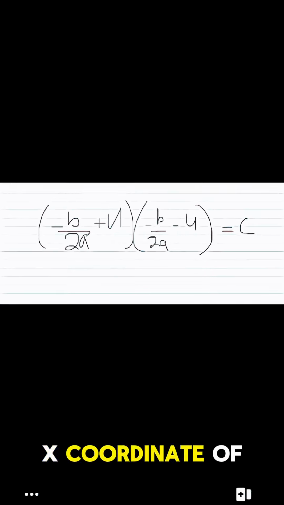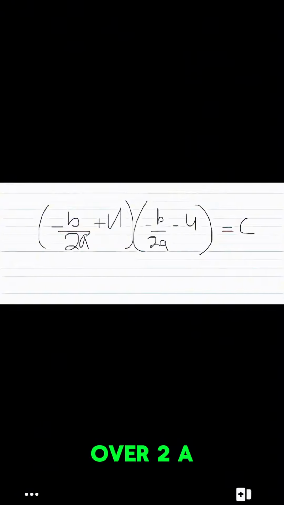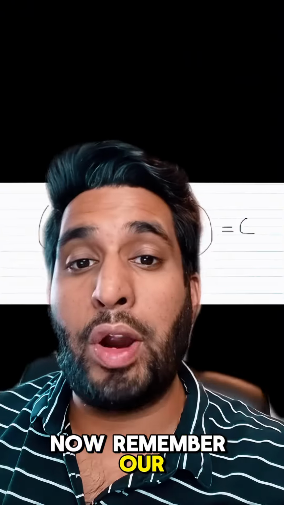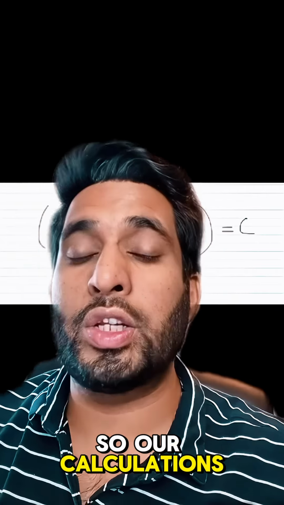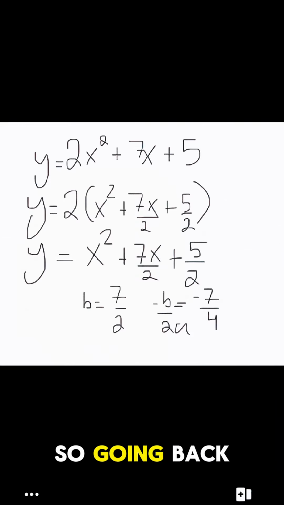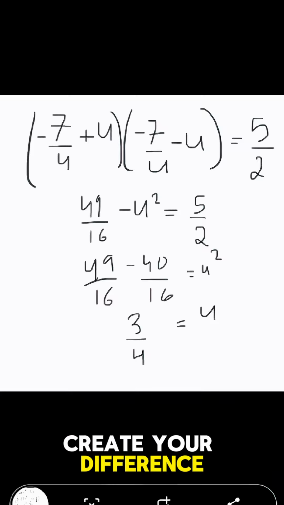Now, since the x-coordinate of the vertex is just negative b over 2a, this is the final form of our difference of squares. Now remember, our a value is 1, so our calculations will be even easier. So going back to this equation, our b is 7 over 2, and our negative b over 2a is negative 7 over 4. Now you just create your difference of squares.